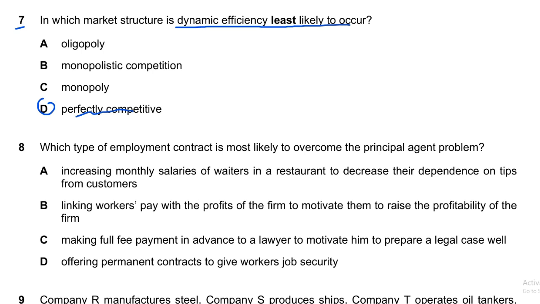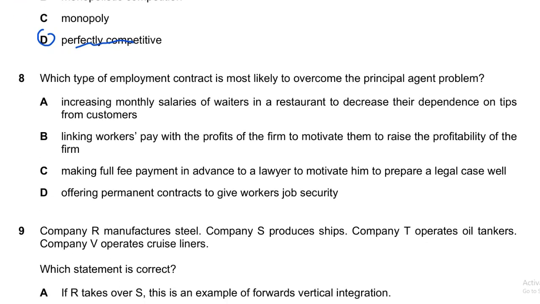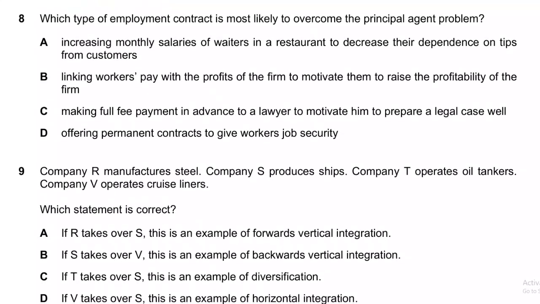Okay, so for the other options, if any of them is confusing you, then you may write in the comments. Question number 8 says, which type of employment contract is most likely to overcome the principal agent problem? Principal agent problem is the conflict between the owner of the business and the employee of the business. Principal is the owner of the business and agent is the employee of the business.